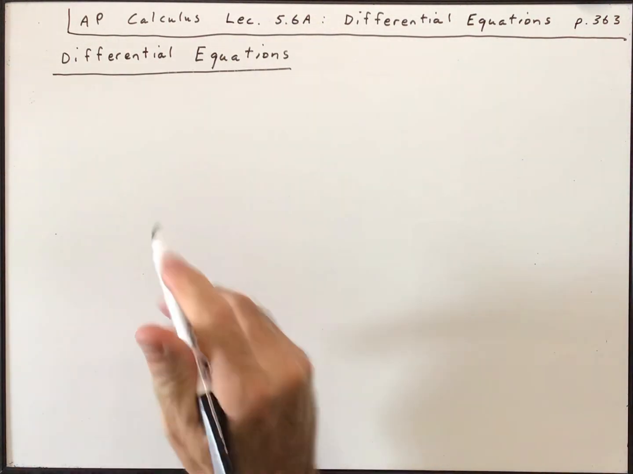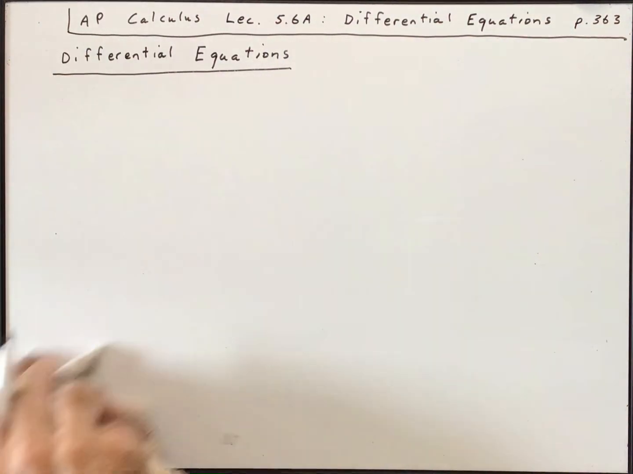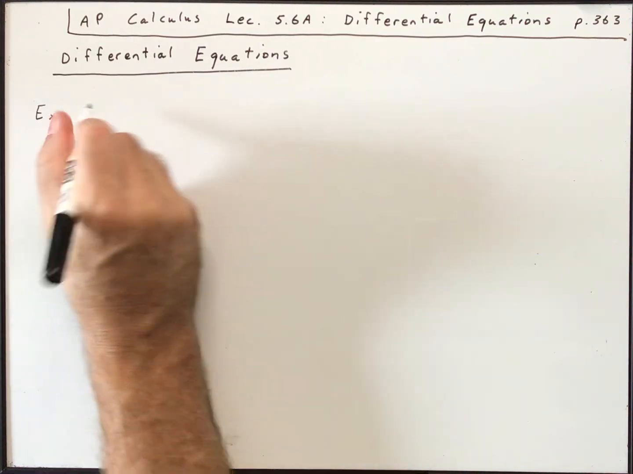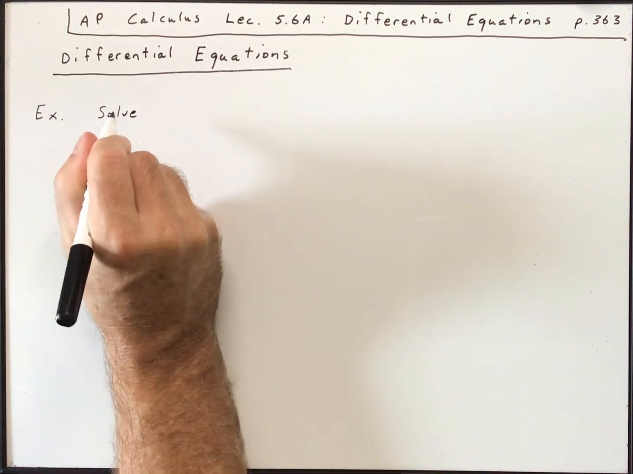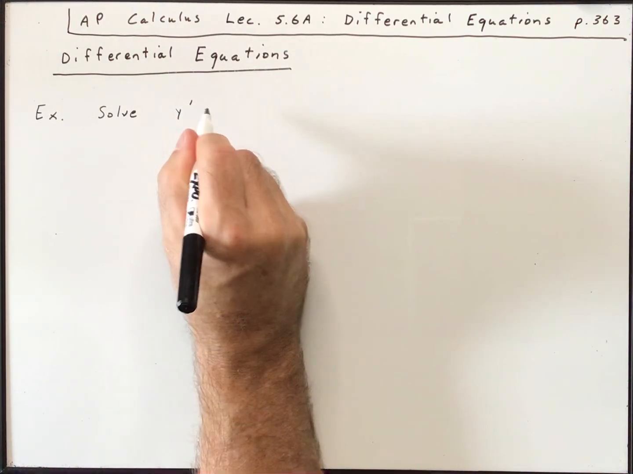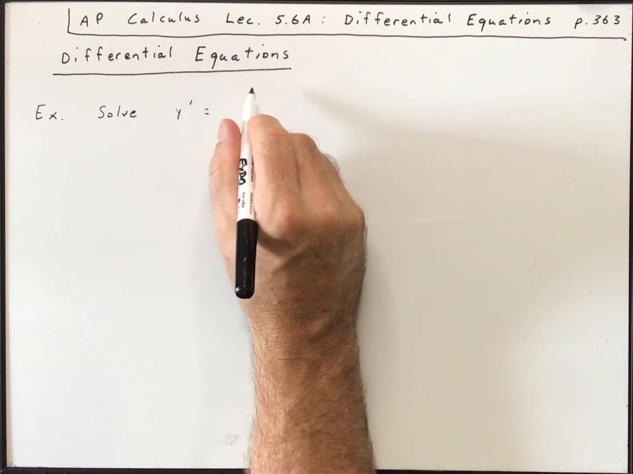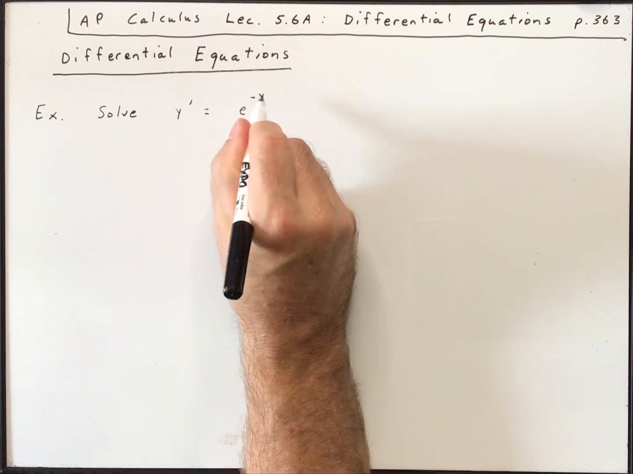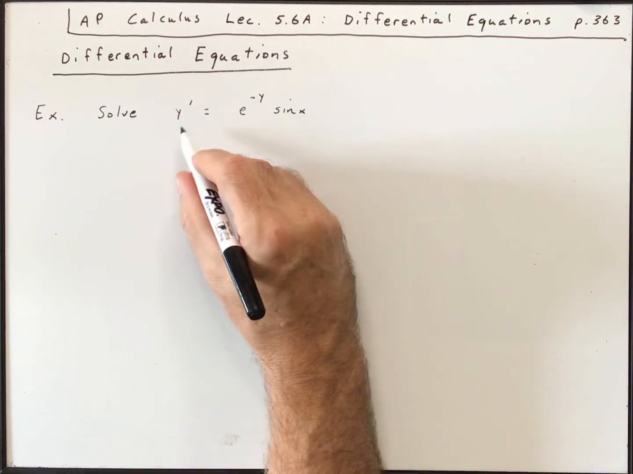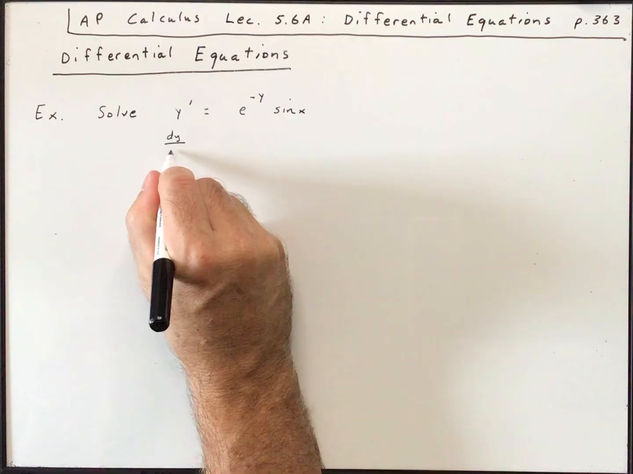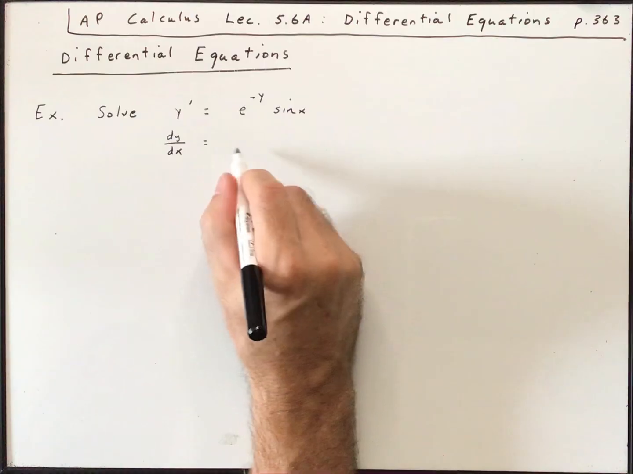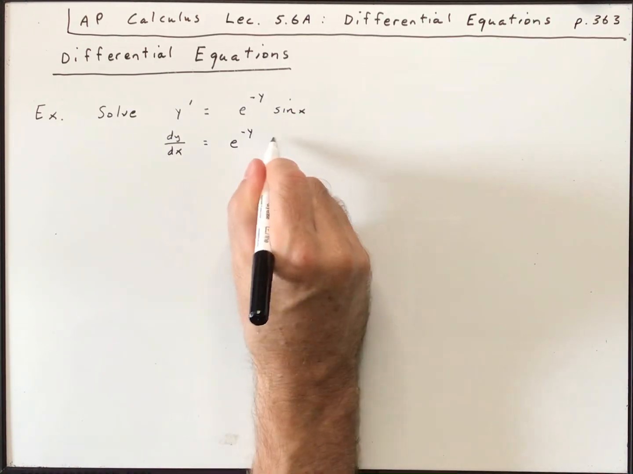So now let me give you some examples. So our first example is going to be: solve y prime is equal to e to the minus y times sine x. So we want to replace the y prime with dy dx. That's a way of saying the same thing, because it's much easier to separate the variables if we call it dy dx. So dy dx is equal to e to the minus y times sine x.